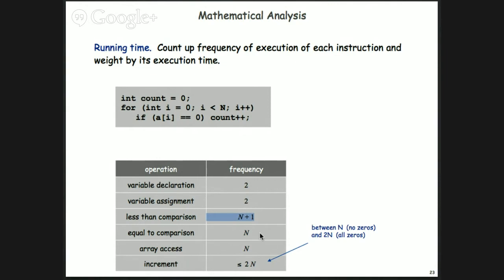Okay. Equal to comparison. Yolandi has now convinced us that even though there are n plus 1 tests, the body only executes n times. So every time we get into the body, we do this comparison to 0, and so the equal to happens n times. When we do this comparison, we access an element of array A. So array access happens n times. And the increment.